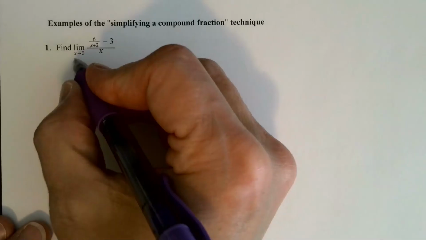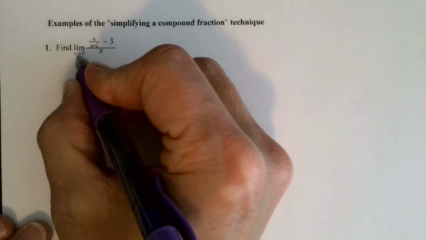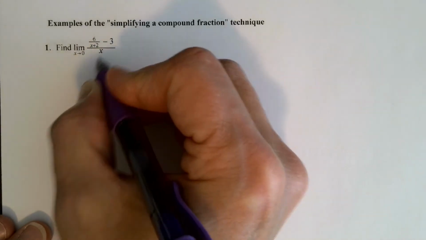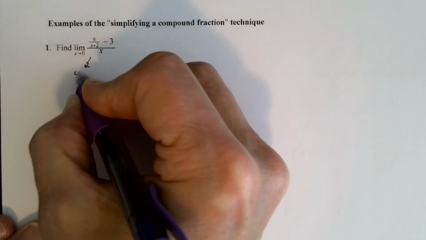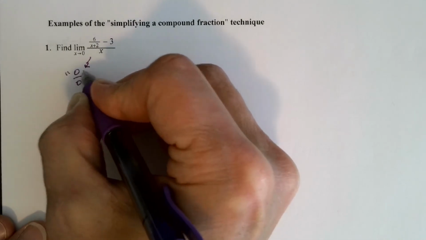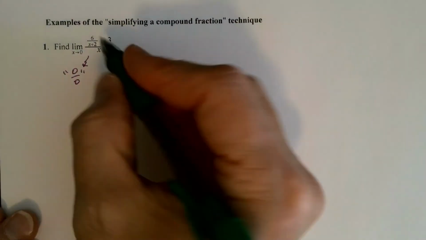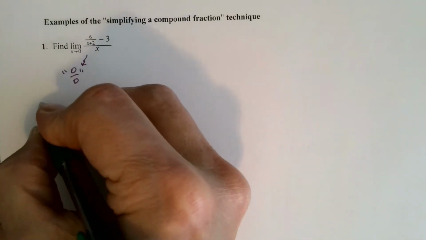Of course, plug in first though. With x is 0, I get 6 divided by 2 is 3, 3 minus 3 is 0, and so of course the denominator is 0. I'm in that indeterminate form. What I want to look at is, I'm going to simplify this and I'm going to show you two methods.